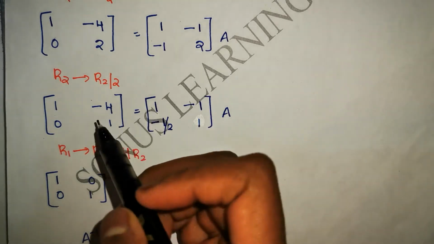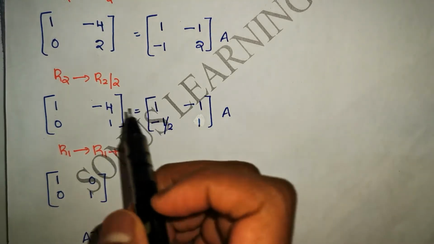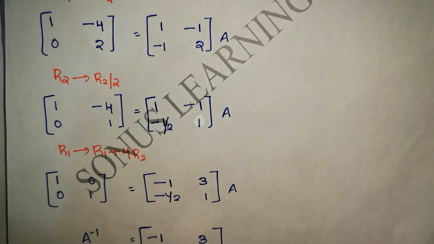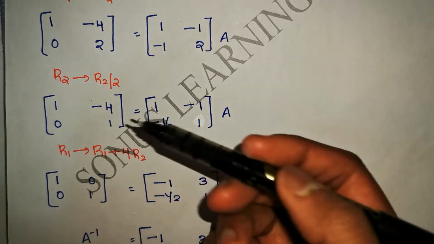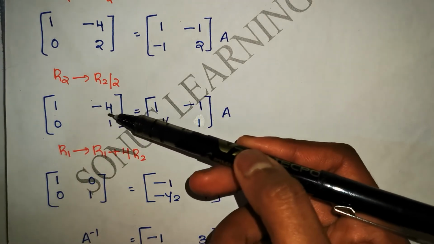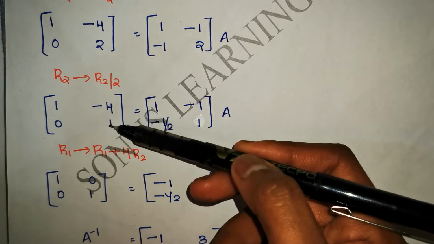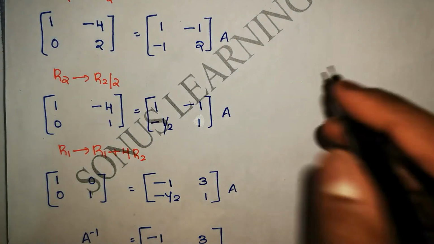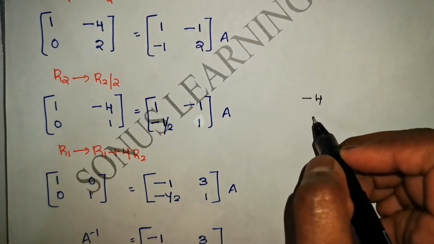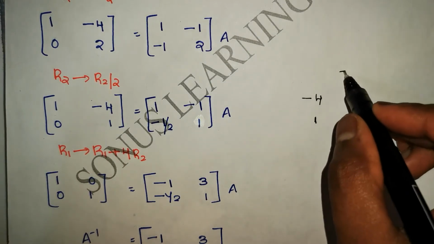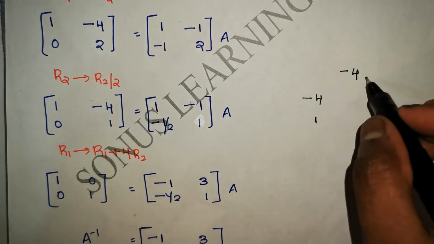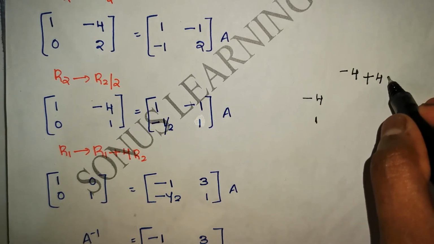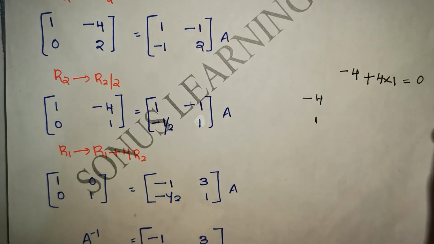Okay, if I change this into 0, then it will become an identity matrix. For that, what can I do? So this is minus 4. If I am multiplying a 4 here and adding these two elements, I get 0. That is, here it is minus 4 and here it is 1. So if I take minus 4 plus 4 times 1, I get 0.